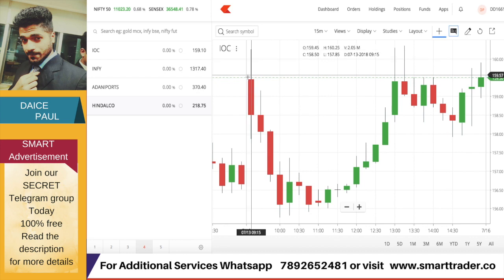So within 9:15 to 9:30 the time goes, and when it comes to 9:30, this is the candle which completes, and the new 9:30 candle will start over here, right? Once this candle completes, you need to target the highest and the lowest made by this candle. The highest over here is 160.25 and the lowest is 157.87, right?